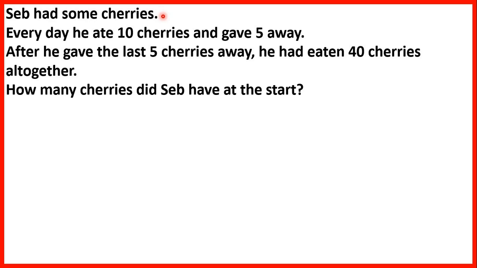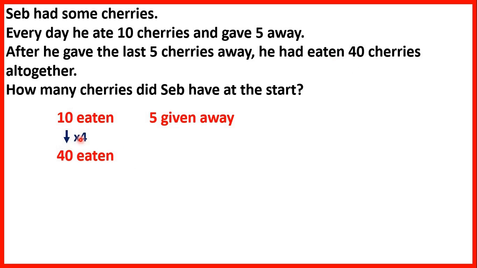Seb had some cherries. Every day he ate 10 cherries and gave 5 away. After he gave the last 5 cherries away, he had eaten 40 cherries altogether. How many cherries did Seb have at the start? So we know that every day he ate 10 cherries and gave 5 away. We also know that altogether he'd eaten 40 cherries.